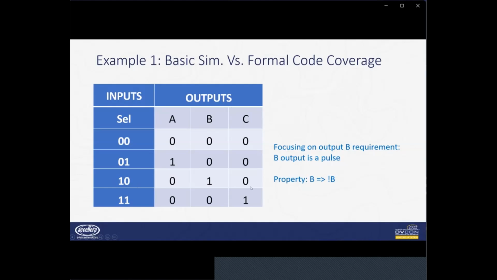And there's a requirement that once one of the outputs goes active, then the next cycle it will be inactive. So it's a pulse. And you can write a property. Here's a shorthand version. If the output is active, then the next cycle it's inactive. And for the purposes of this example, we will only check this output B. So the property is written for the output B. So simulation will take this high and then low, and then formal will analyze the property.